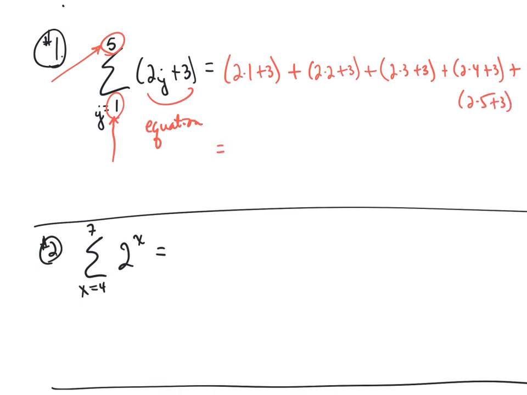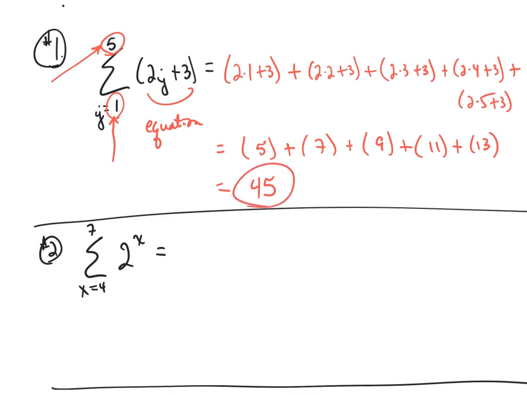And now what I need you guys to do is the arithmetic. 2 times 1 plus 3 is 5. 2 times 2 plus 3 is 7. 2 times 3 plus 3 is 9. 2 times 4 plus 3 is 11. And 2 times 5 plus 3 is 13. Then dig out your calculators and add these together. So 5 plus 7 plus 9 plus 11 plus 13 is, let's see, 12, 21, 32, 42, 45, I think, if I did that okay in my head. So the answer to a series or summation problem is just going to be a simple number like 45.